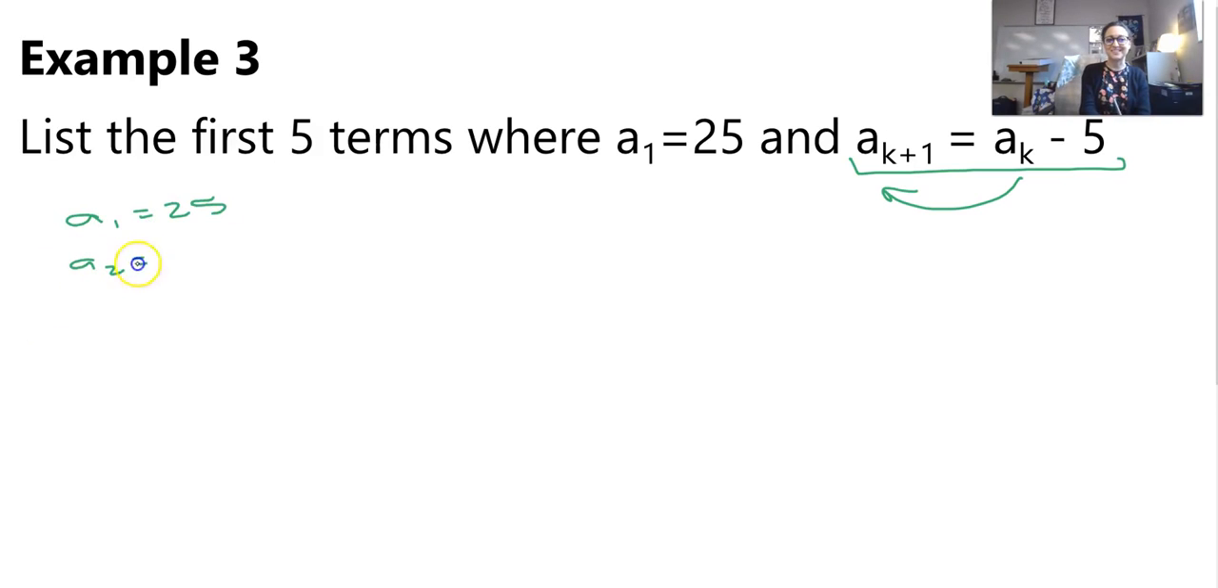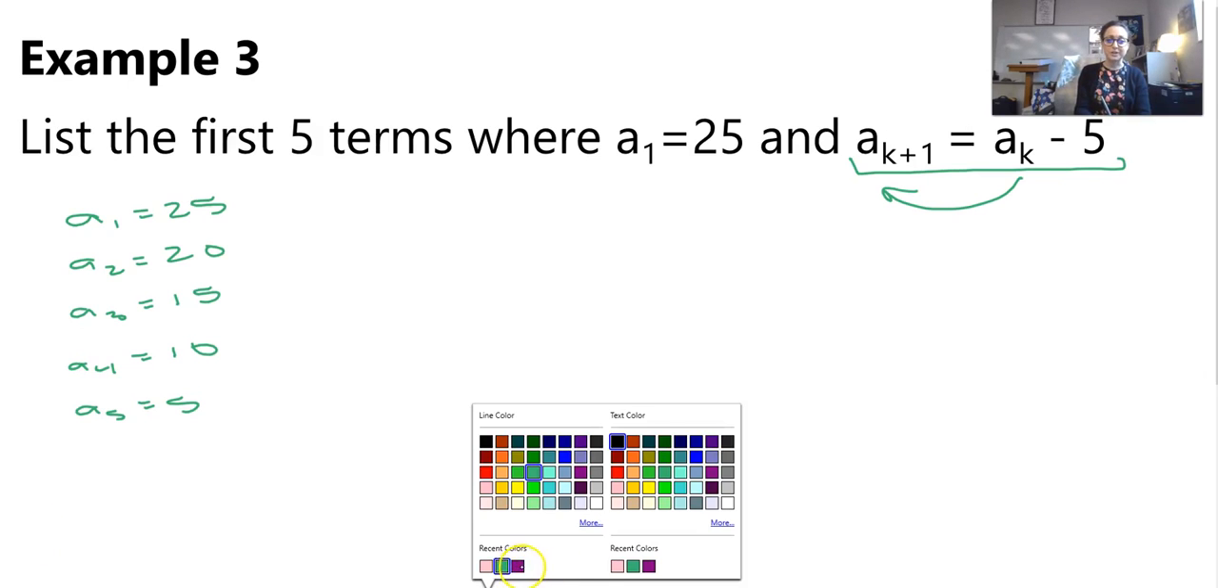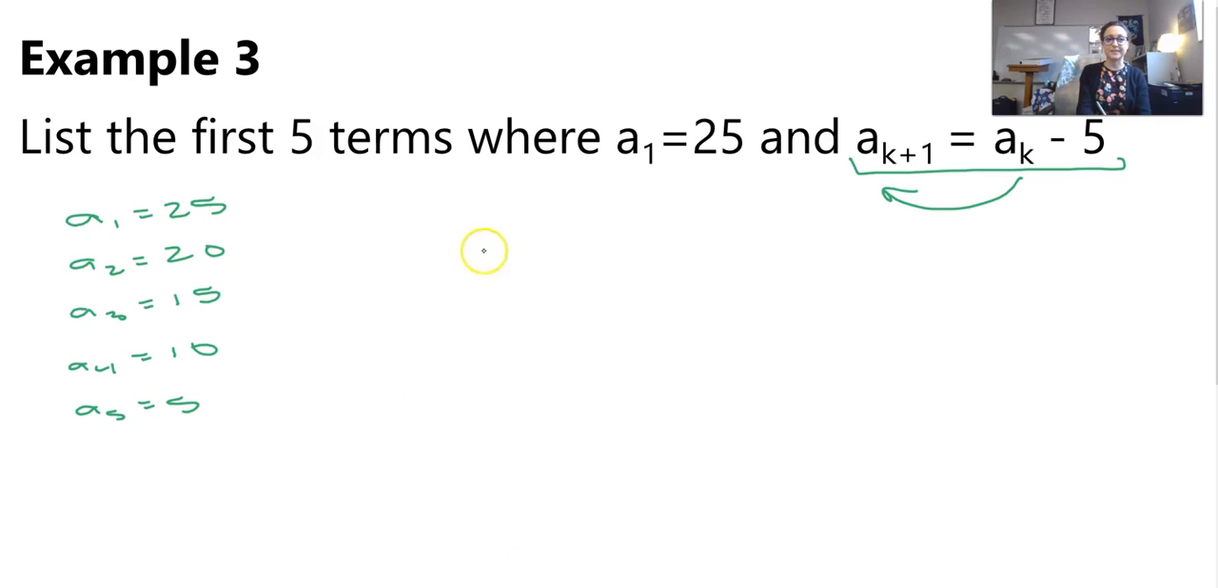What would the second term be, do you think? It would be 20 because I'm taking my previous term and subtracting 5. The next term would be 15. The fourth term would be 10. And the fifth term would be 5. And they're my first 5 terms. Now, we could test this another way and say, all right, like if I want to find the second term, a sub 2, what would I need to make k be for this subscript to be 2?